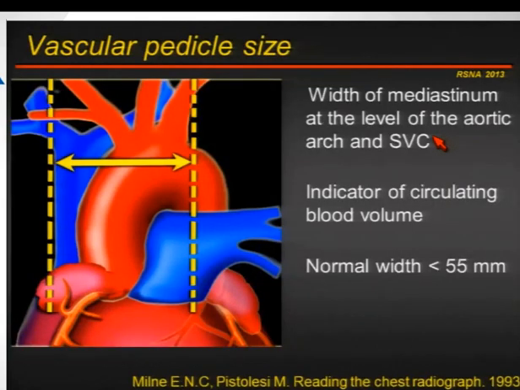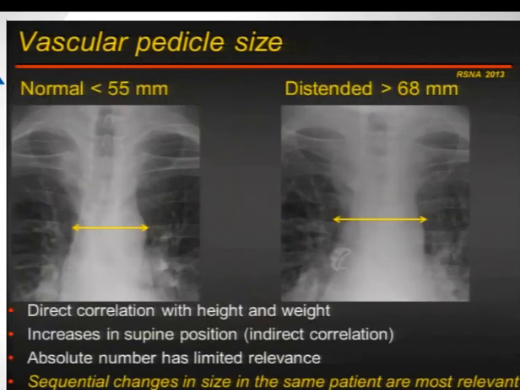The vascular pedicle size is the width of the mediastinum at the level of the aortic arch and SVC. This size is actually an indicator of the circulating blood volume. It usually should not exceed 55 millimeters, but if it's distended beyond 68 to 70 millimeters, it's definitely abnormal.